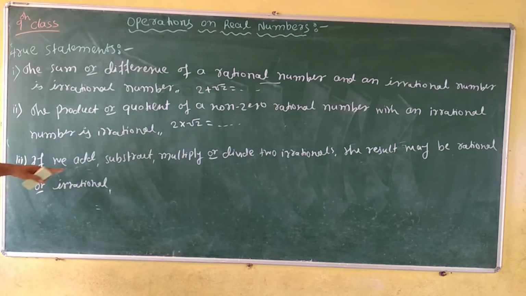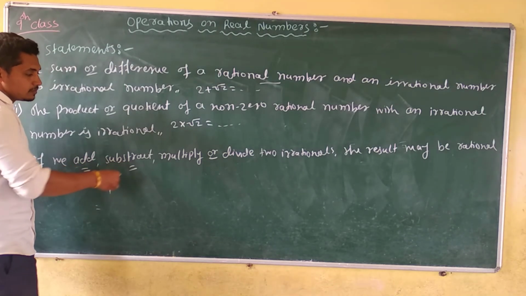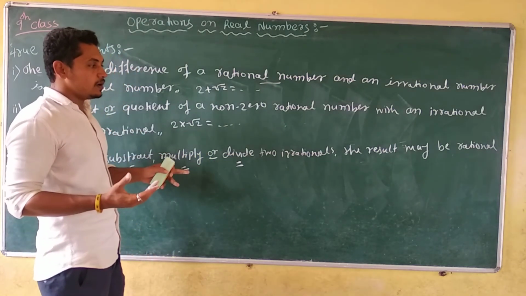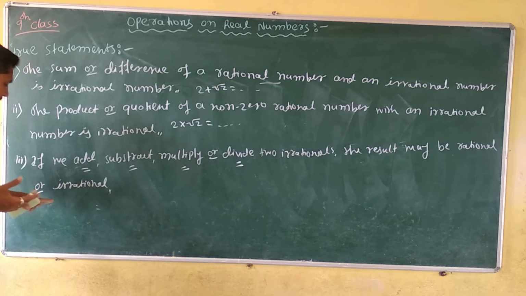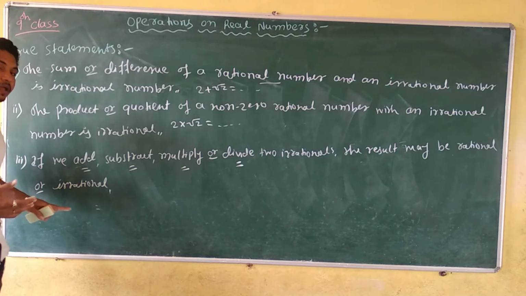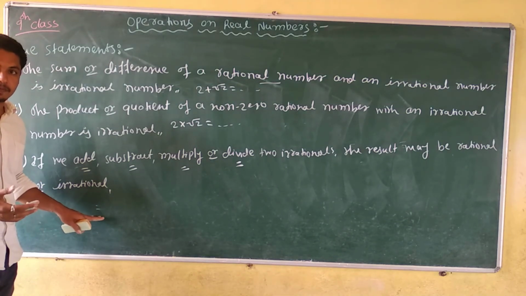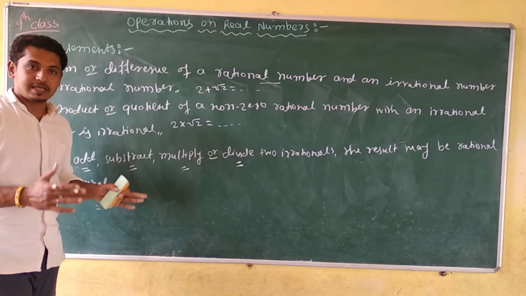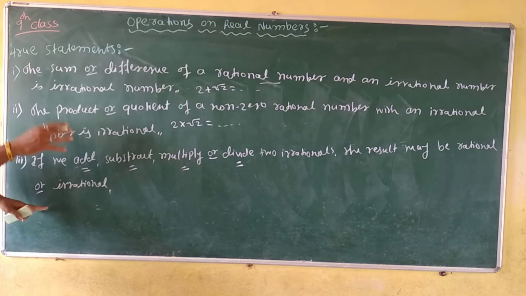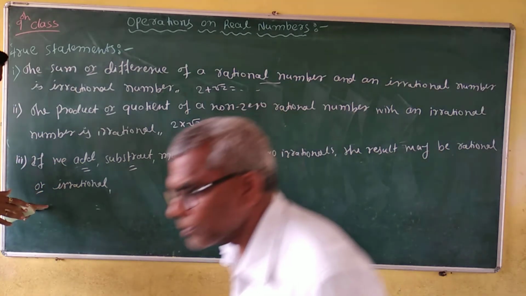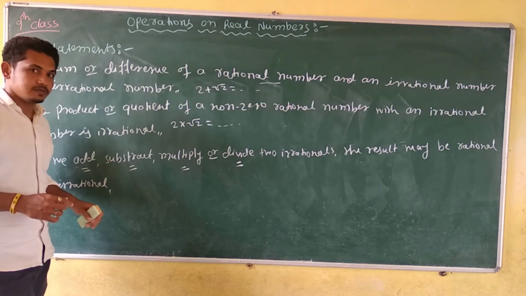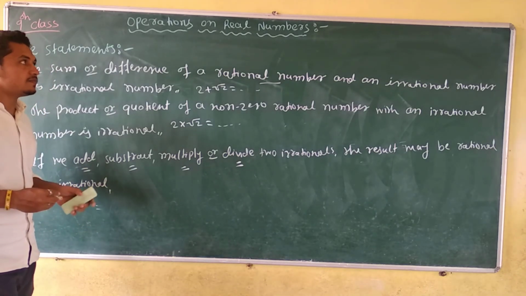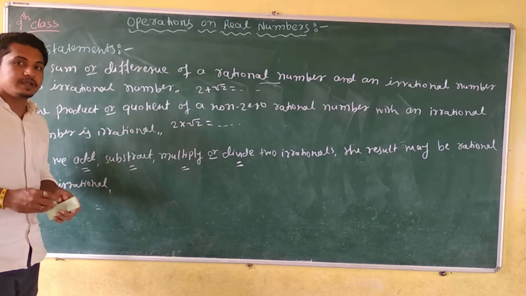The next one: if we do addition, subtraction, multiplication and division on two irrational numbers, the result may be rational or irrational. In the case where both numbers are irrational, it can give a rational number answer as well as an irrational number. In the next class, we shall solve more examples on the concept of operations of real numbers.